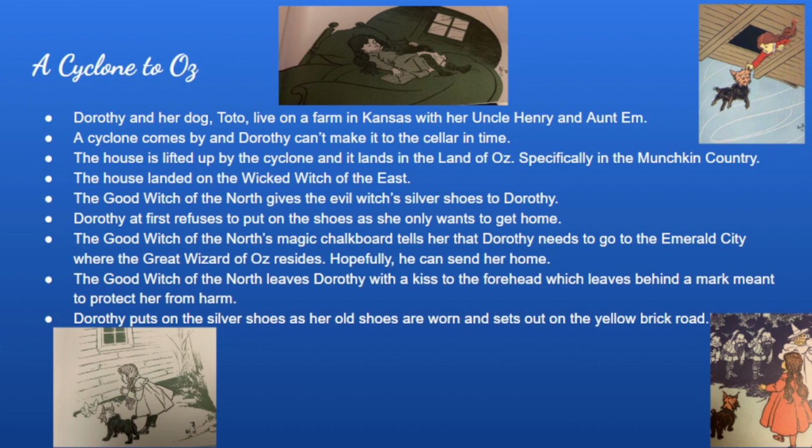Well, the Munchkins are freed from the evil witch's tyranny now, but Dorothy still wants to get back home to Kansas. The Good Witch consults her magic chalkboard, and it tells Dorothy that the only way she can get home is to follow the yellow brick road to the Emerald City and ask the great and powerful Wizard of Oz to help her. Now, because Dorothy killed the Wicked Witch of the East, Dorothy is given the silver shoes that the evil witch wore. Now, the Good Witch leaves Dorothy with a kiss on her forehead, which leaves a mark that'll protect her from evil and harm.